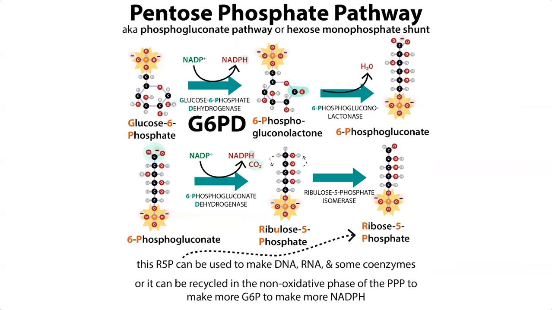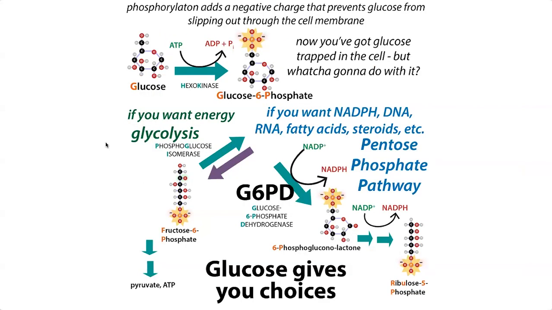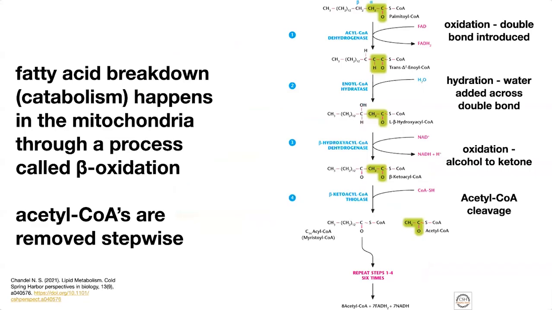And so by doing this pentose phosphate pathway, we can then generate fatty acids and other lipids. Let's now talk about how we can break down fatty acids. So fatty acid breakdown, or catabolism, happens in the mitochondria, and this is happening through a process called beta oxidation.